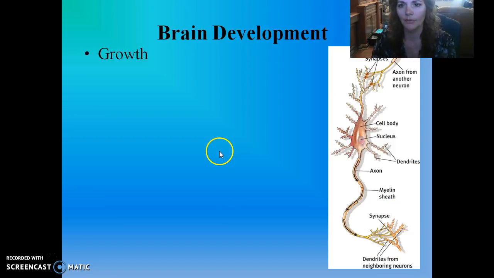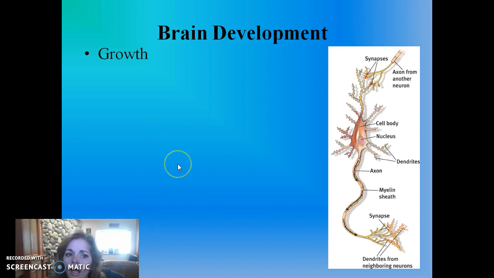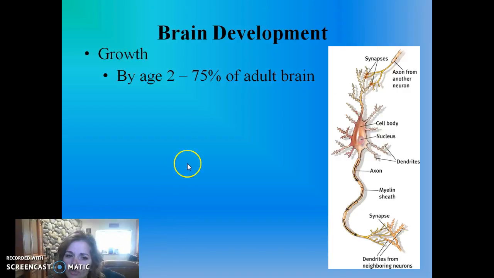limbs and so forth. Brain development is another fascinating area that we study in human development or developmental psychology. We talk about how the brain changes and grows over time. And the brain development is very rapid in the first 2 years of life. By the time you reach the age of 2, you have about 75% of an adult-sized brain, which is fascinating.